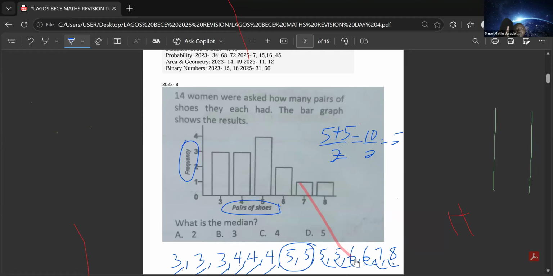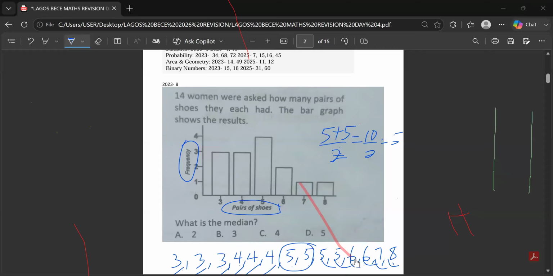Here, the two numbers we have at the middle are 5. Ordinarily, when the two numbers are the same, just write that number as your median, because if you add them together and divide by 2, you still get 5. Let's say, for instance, the two numbers are 5 and 6.